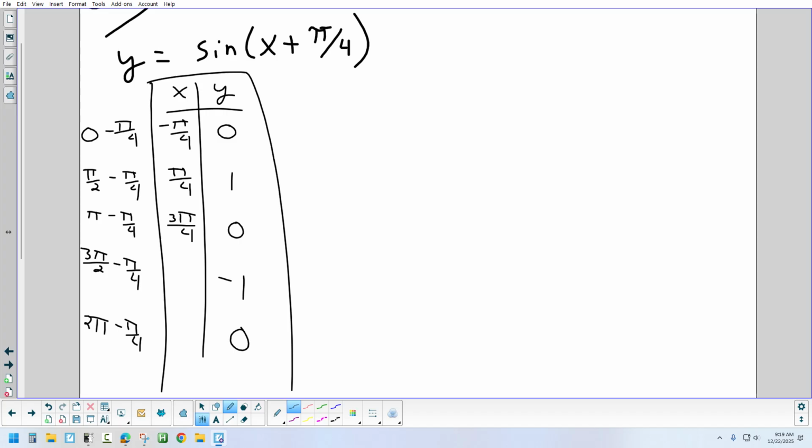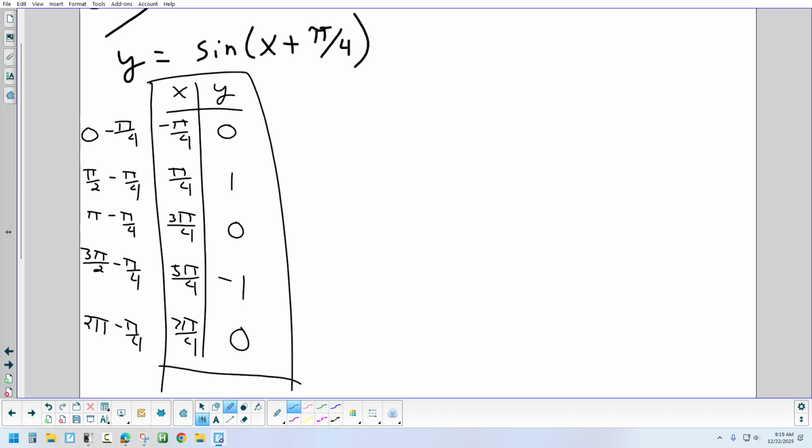What's the next one going to be? Yep. 5 pi over 4. And the last one? Yep. 7 pi over 4. So the denominator is going up by odd numbers. Negative 1, 1, 3, 5, 7. The next one would be 9 pi over 4. But that's a full cycle, so we stop.